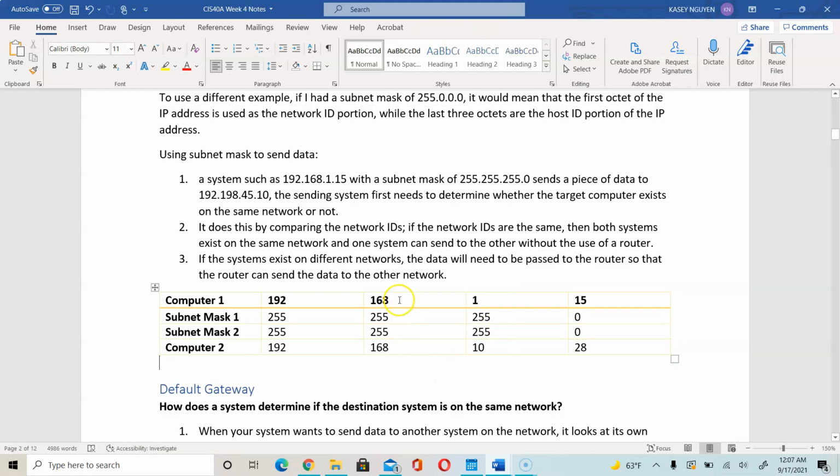So when you look at computer 1 and computer 2, first it's going to compare the subnet mask, then it's going to see if there's a matching network ID, if it's exactly the same. Now, if it's different, in this case on the third octet, it would know that this is a different network than this one. So therefore, we would need to route.